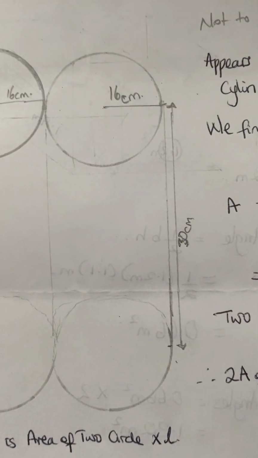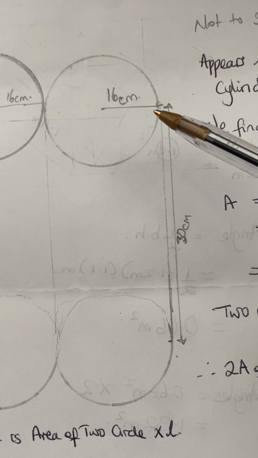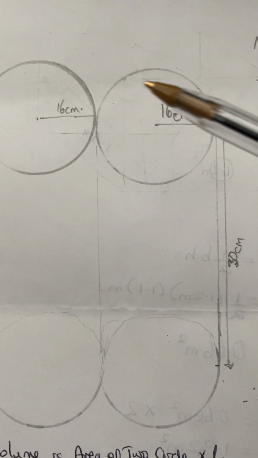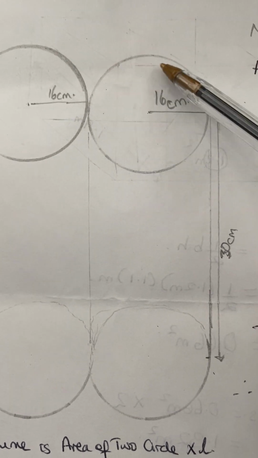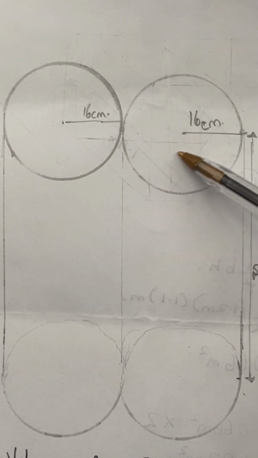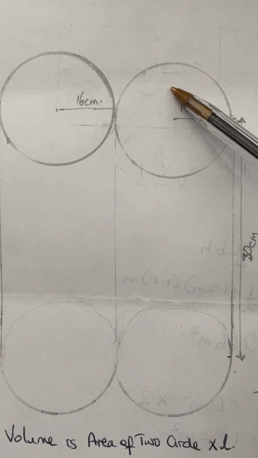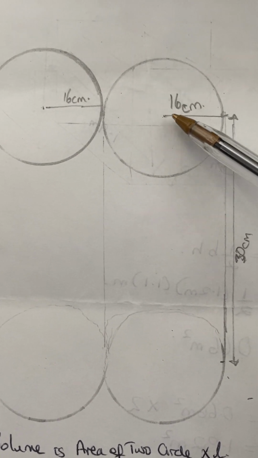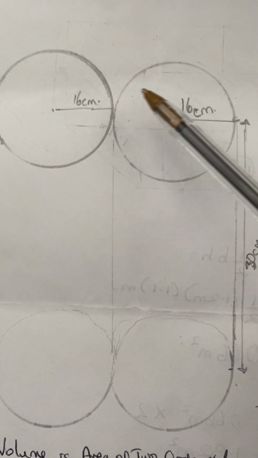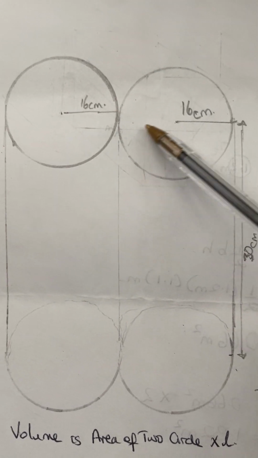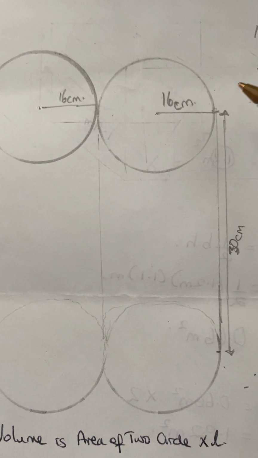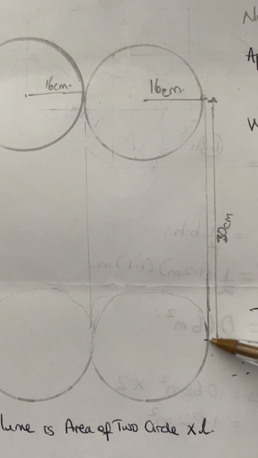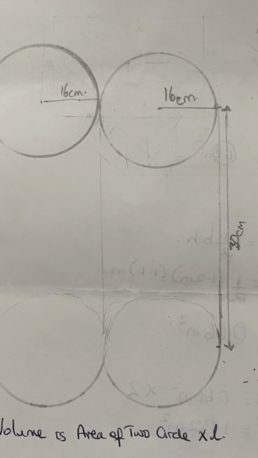Now the length is 30 centimeters here. So what I need to do is find the area of one of the circular bases, and then multiply by 2 because I have two cylinders here, and then multiply again by the length of the cylinder, and that will give me the volume.